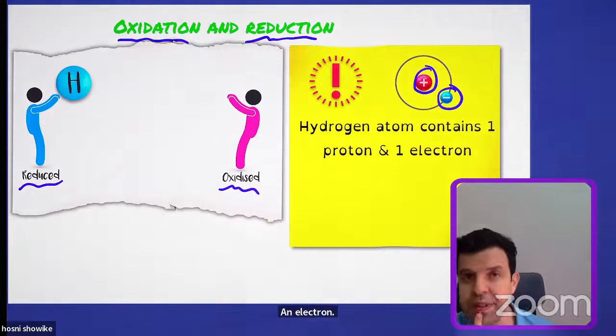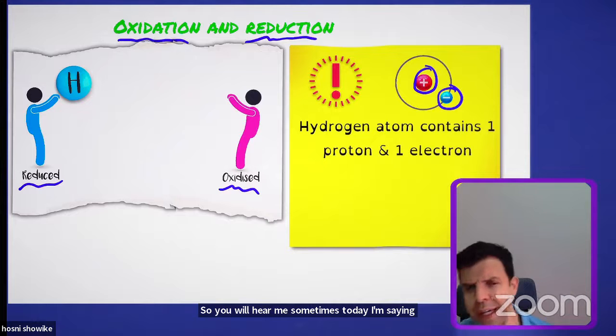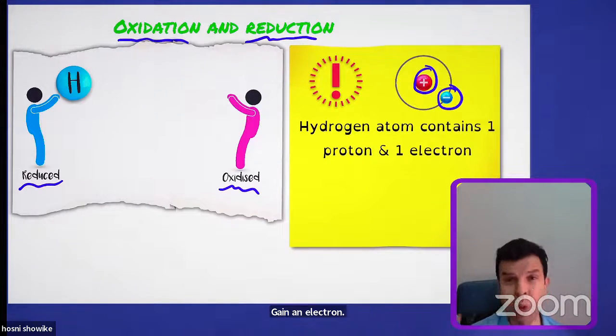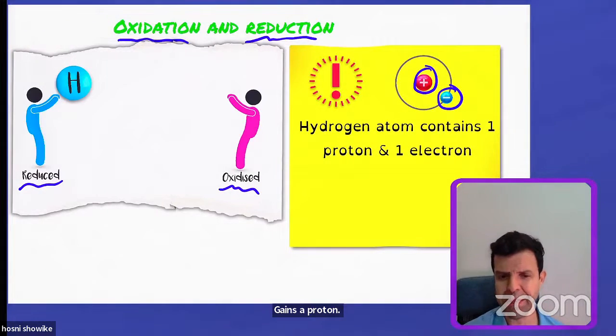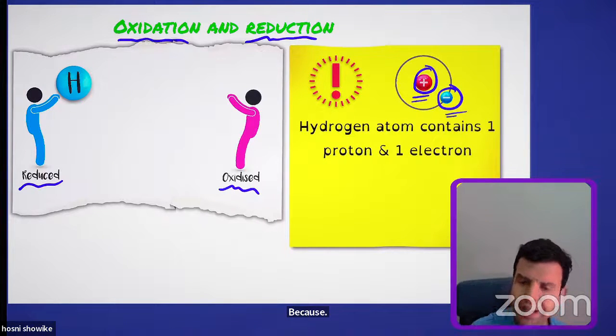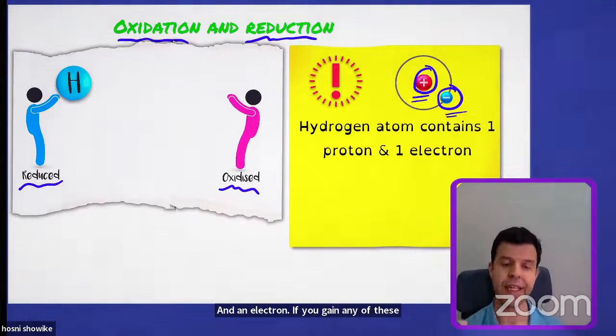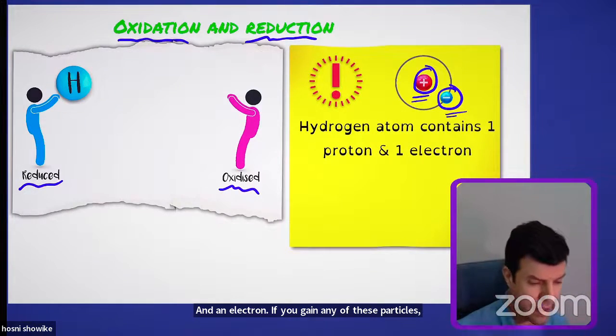So you'll hear me sometimes today saying gain an electron, gain a proton. Either way is reduction, right? Because when it's a hydrogen, it's both a proton and an electron. If you gain any of these particles, you're actually getting reduced.